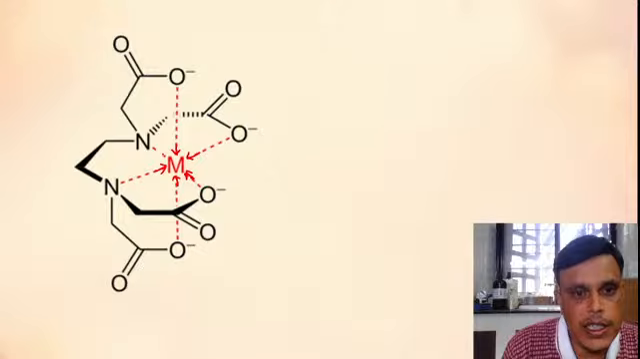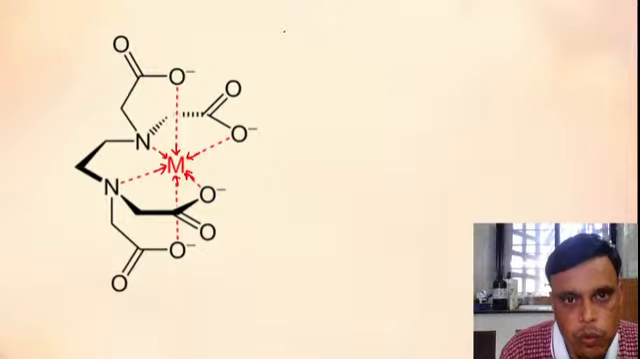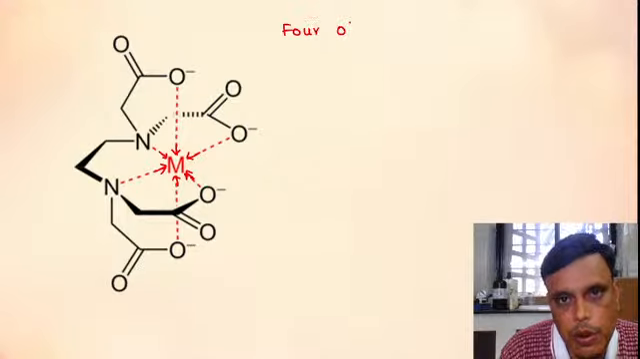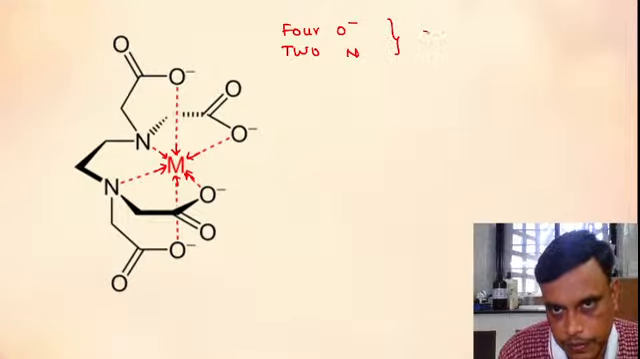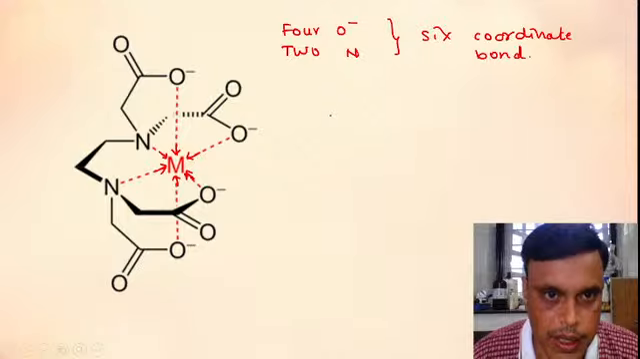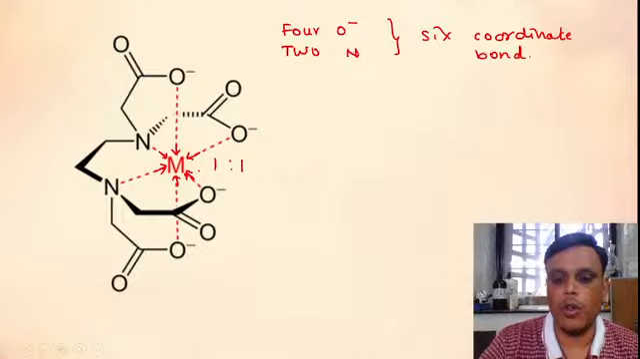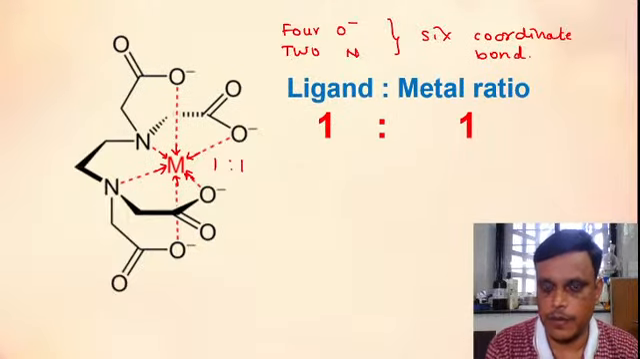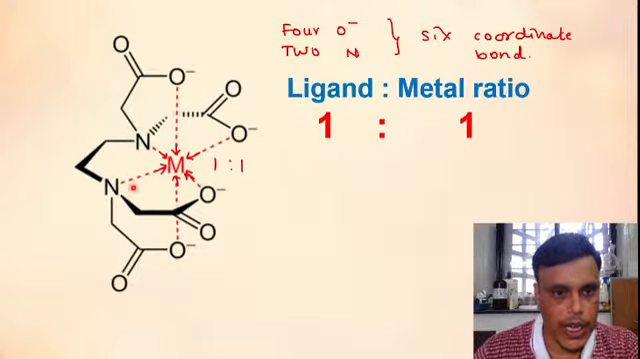So there are six coordinate bonds present. How many? Four oxygen atoms and two nitrogen atoms, so a total of six coordinate bonds are present. And if you see, the metal is only one and the ligand is also only one. So the stoichiometric ratio of this complex is 1:1. If you see the ligand to metal ratio, only one ligand is present. See there, all this structure belongs to the EDTA.